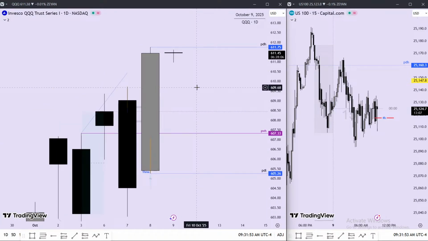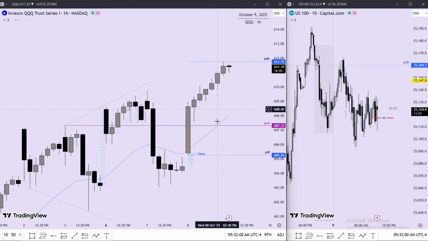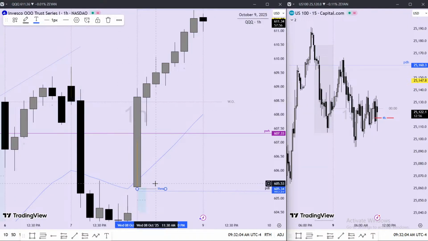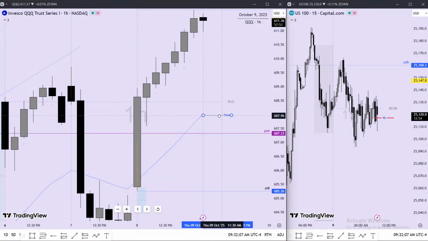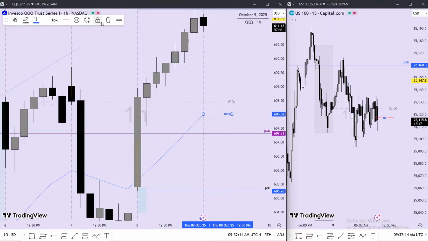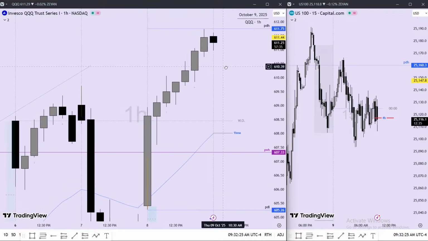So now that we have marked previous day high and the low, let's go to the hourly time frame and see how the hourly time frame is performing relative to the 20 period moving average. So the 20 period moving average has risen to 608.04. I'm going to mark this line for reference of this moving average so that I can see this moving average on a smaller time frame.